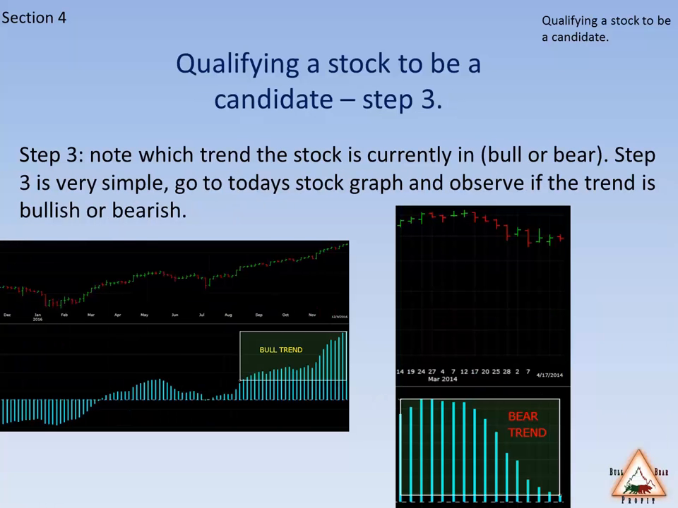Qualifying a stock to be a candidate, step 3. Note which trend the stock is currently in, a bull or a bear. Now step 3 is very simple. Just go to today's stock graph and observe if the trend is bullish or bearish. Obviously in this example here, we're in a bullish trend.